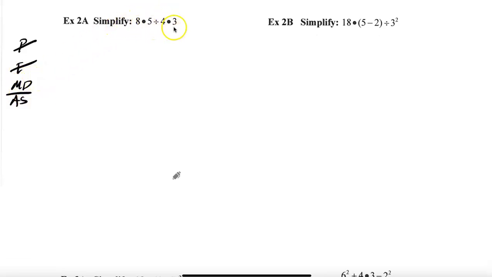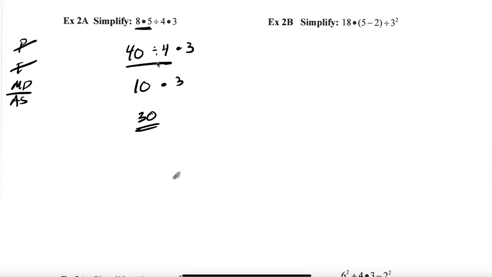Since these are all multiply and divide, which is all on the same line, we're going to go left to right. So we're going to do 8 times 5 first, which is 40. And then we're going to divide by 4 and times 3. Again, they're still multiply and divide, so we're just going to go left to right. So we're going to do these two first. 40 divided by 4 is 10. And times 3 is 30.